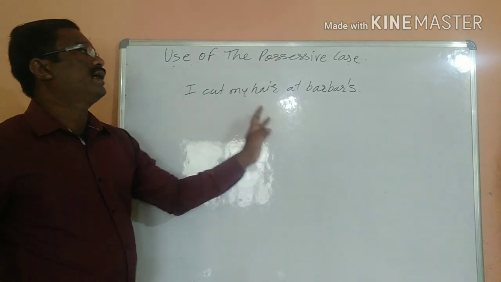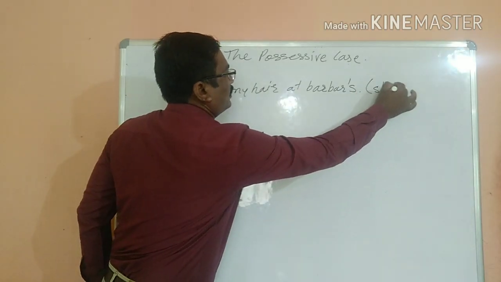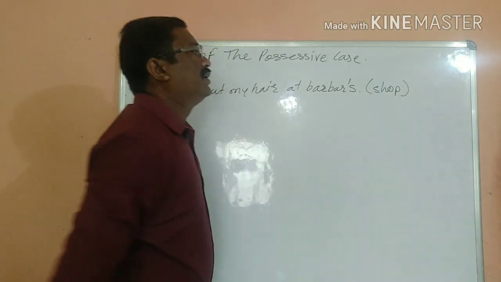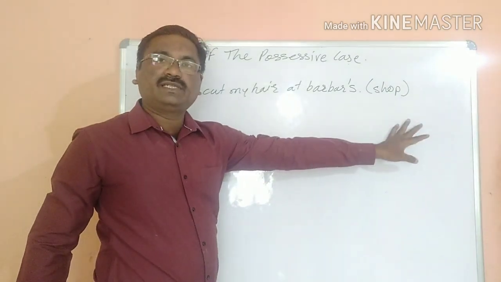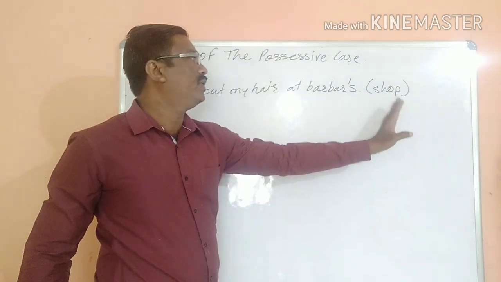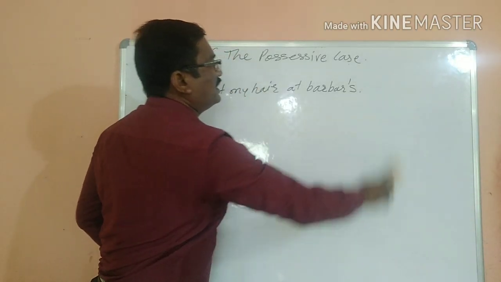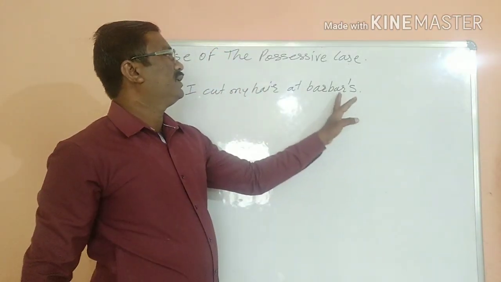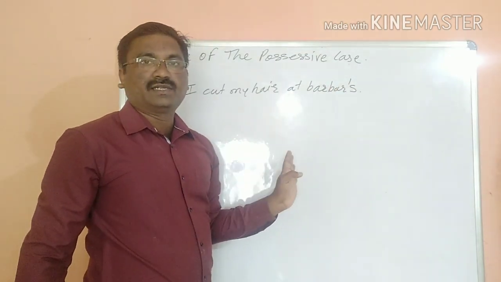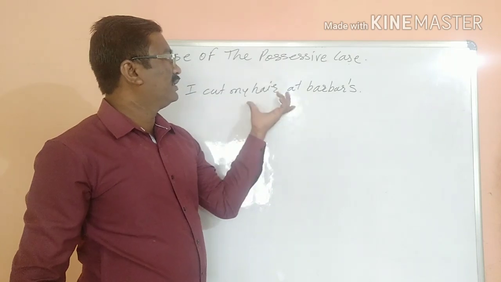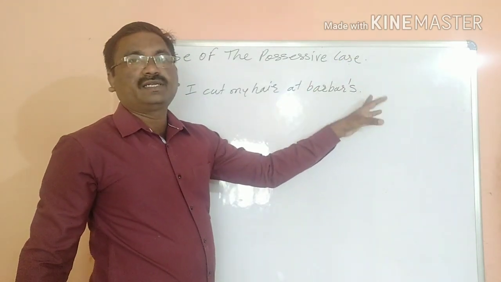I cut my hair at barber's. What is barber's here? Shop. Shop is considered, so you need not use the word shop here. If you use it, it is not wrong, but I am telling you, when shop is considered, there also we can use apostrophe s and complete the sentence. So whenever nouns are considered, at the last we will take apostrophe s.